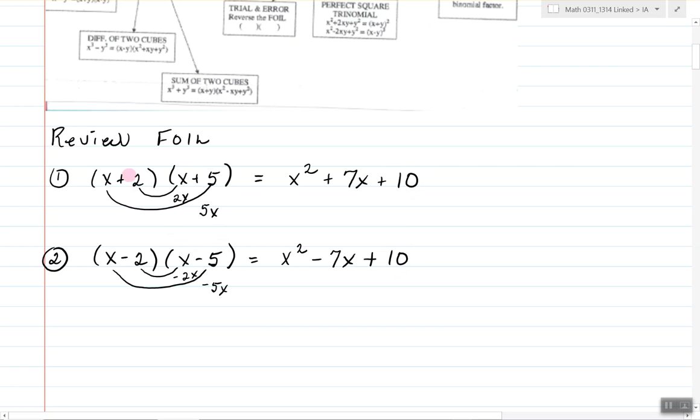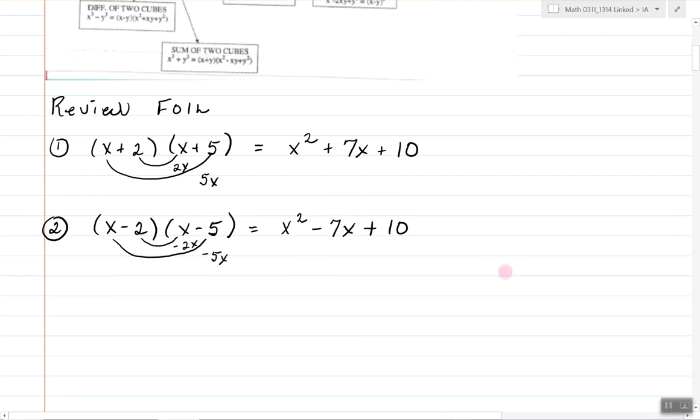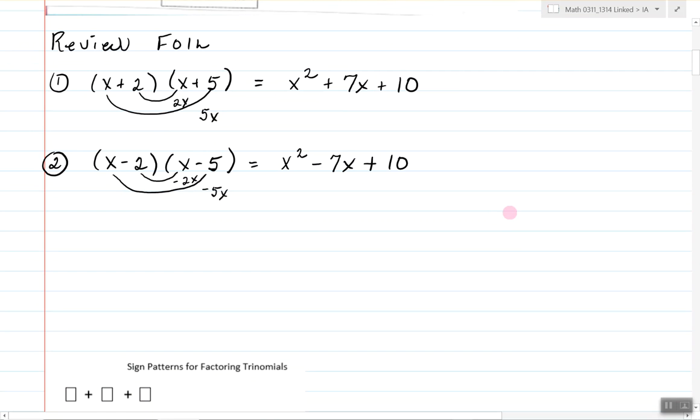But if the signs here are both positive, your inners and outers are positive, the sum of them is positive. If both signs here are negative, then the outers and inners are negative, their sum is negative. So please notice that so far. Let me get a little bit more space.